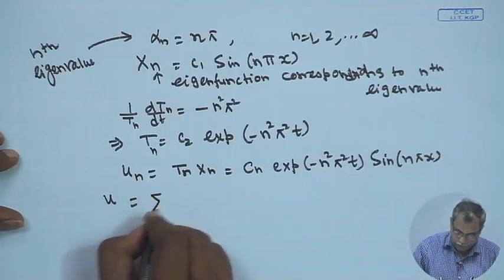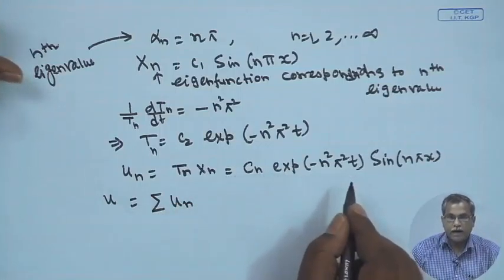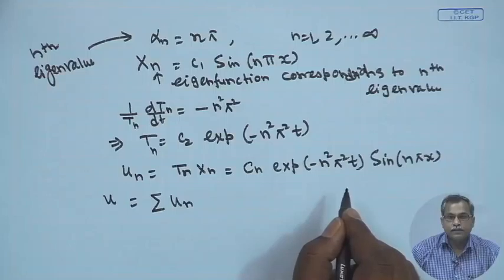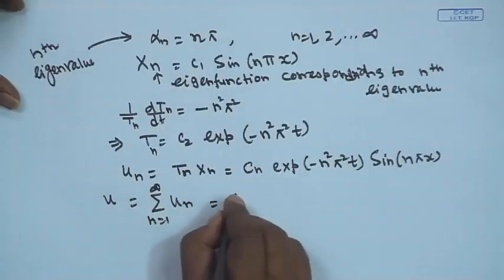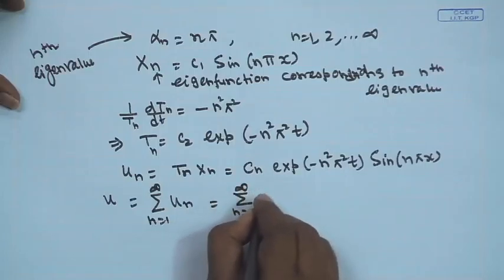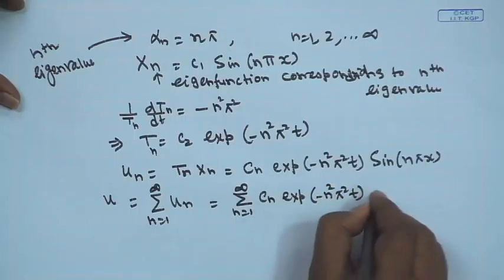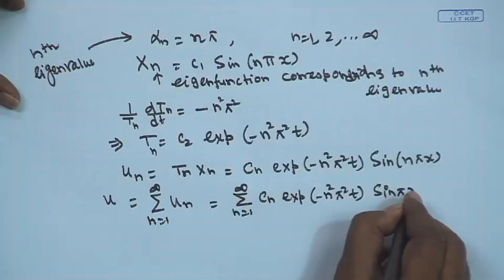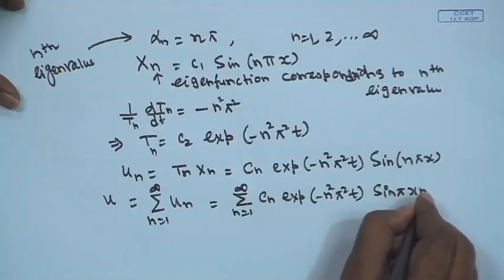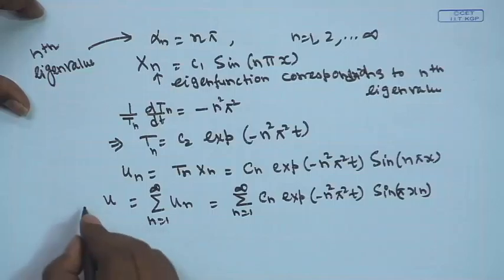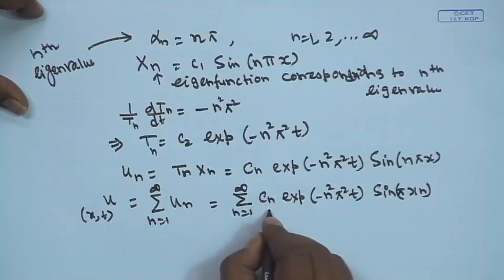So, what will be the complete solution? U will be superposing all these independent solutions. We will be adding up all the solutions corresponding to each eigenvalue and eigenfunction, and formulating the complete solution. So, n is equal to 1 to infinity, Cn exponential minus n square pi square t sine n pi x. That gives the complete solution in x and t, only the constant Cn has to be evaluated.